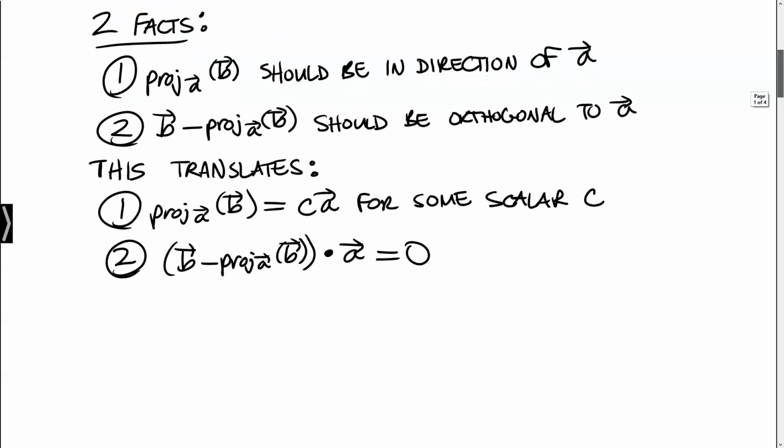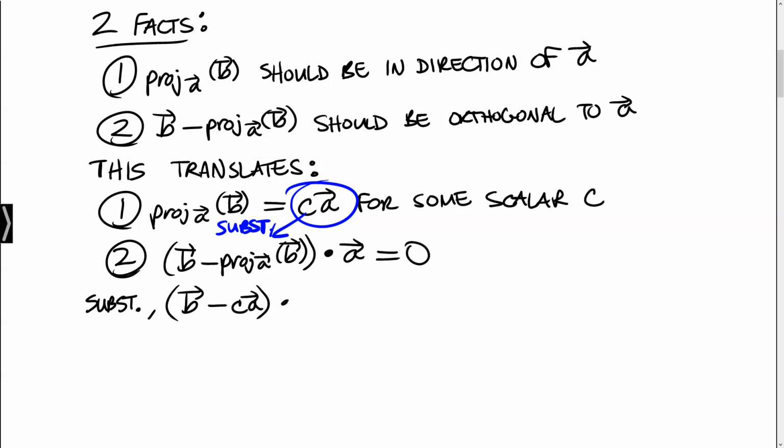So let's go ahead and do that. The key is going to be to take this c times a, which we know is an expression for the projection, and substitute it in here. So we're going to substitute there. So what do we get when we substitute that? We would get b minus c times a, dotted with a, is equal to 0. Okay, well, we can do some stuff with that.